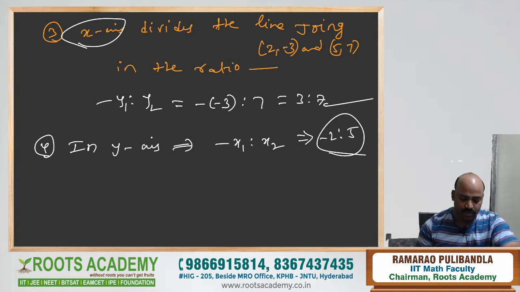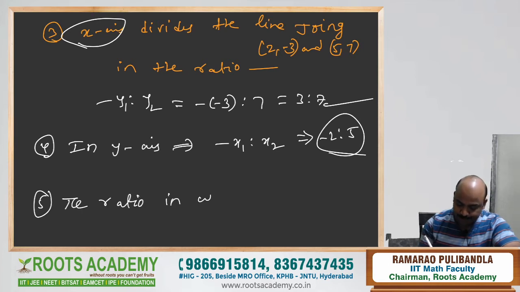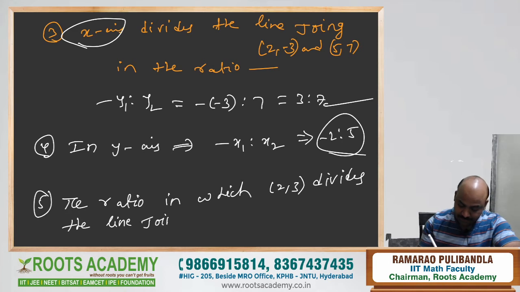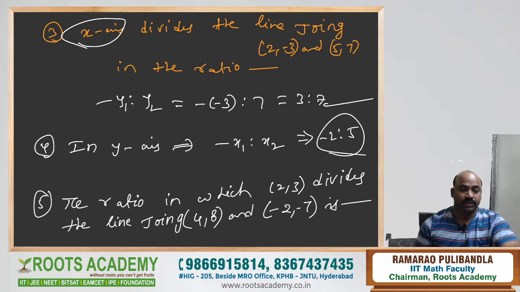That's it. Now, the fifth question I am going to give, students, try to understand. The ratio in which 2 comma 3 divides the line joining 4 comma 8 and minus 2 comma minus 7 is dash.